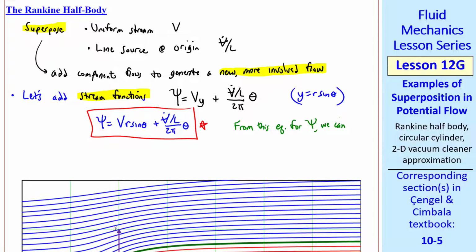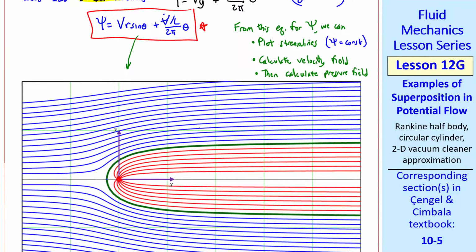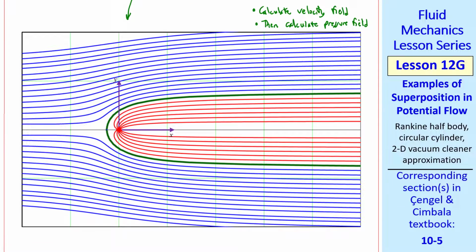What can we do with this equation for psi? Well, for one thing, we can set psi to some constant and then plot r as a function of theta from this equation. In other words, we can plot streamlines, which are lines of constant psi, and we can calculate the velocity field everywhere. Once we know the velocity field, we can use Bernoulli to calculate the pressure field. I plugged this equation into Excel and drew a bunch of streamlines. So this is what the flow looks like.